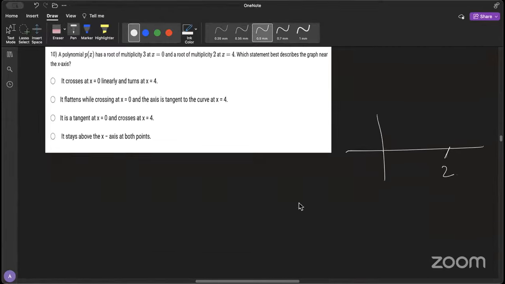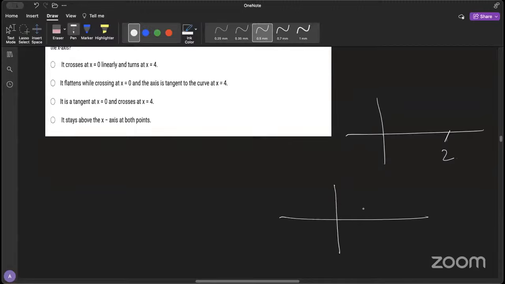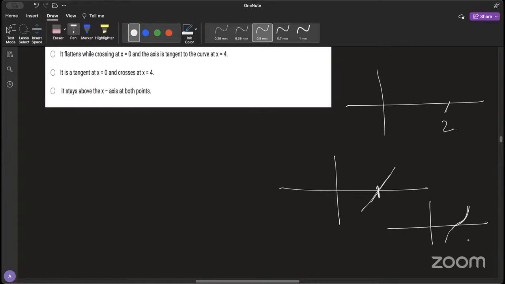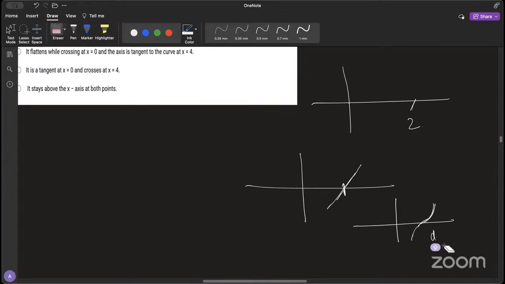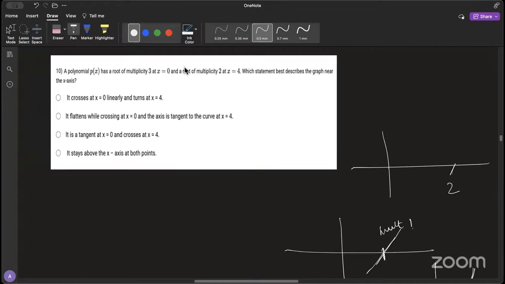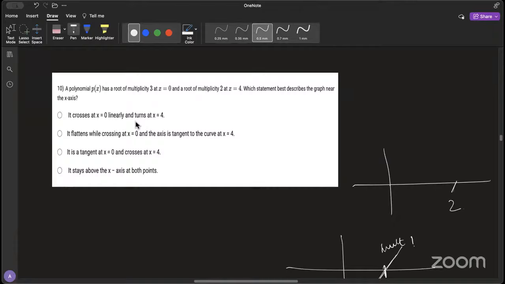When the multiplicity of a root is 1, the crossing looks like this, almost a straight line. And when you have degree 3, it is usually slightly flattened, like this. So this is for multiplicity 3 and this is for multiplicity 1. Linearly means multiplicity 1. So at x equals 0, because the multiplicity is 3, it can't cross linearly. That's why this should be incorrect.